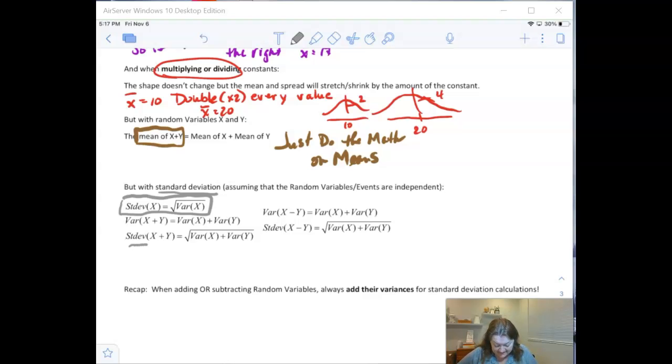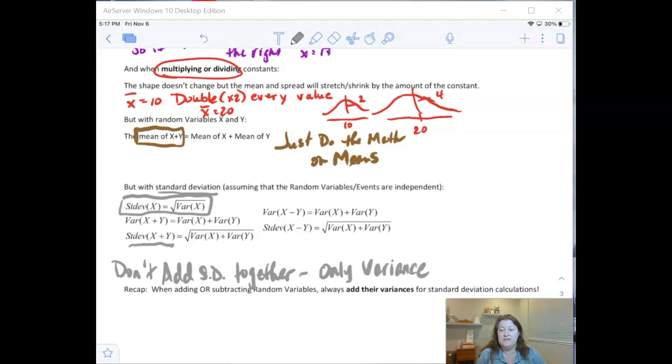You just have to make sure you do it at the variance level. So if I want you to add standard deviations together, look at what's on the other side of that equals. It's not the standard deviations being added together. It's the variances being added together, and then we square root the whole thing to come back down to standard deviation, okay? So I'm going to write down here, don't add standard deviations together. Only variance gets added together. So anytime they talk about standard deviation with random variables, you're automatically going to go to variance to do any math to it at all.